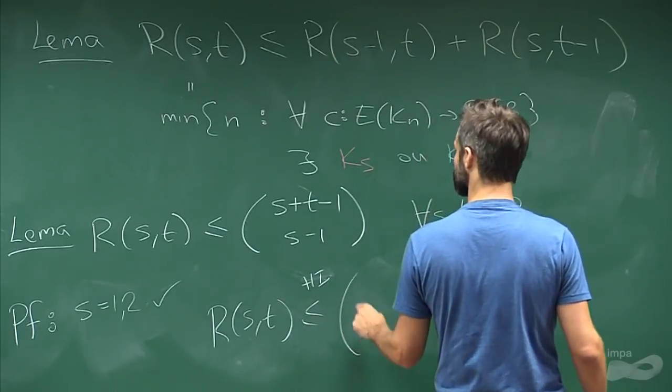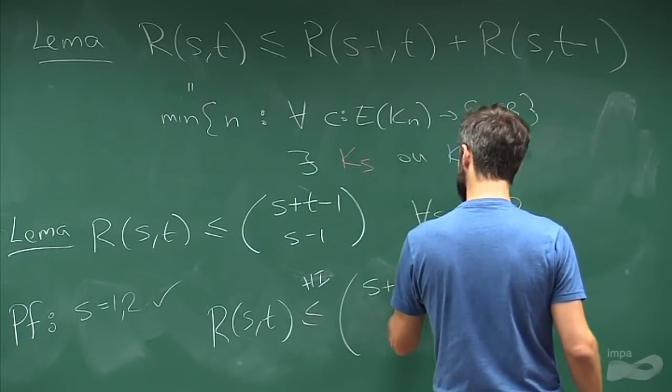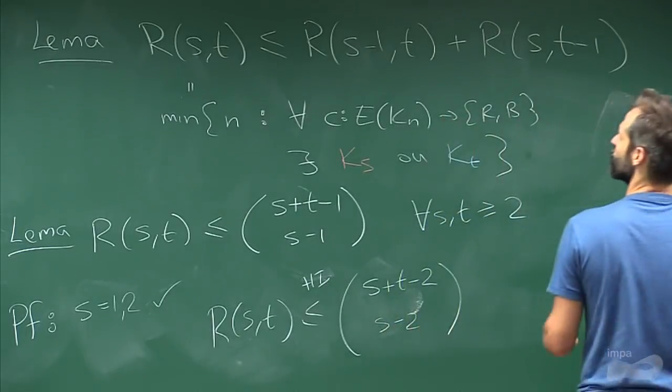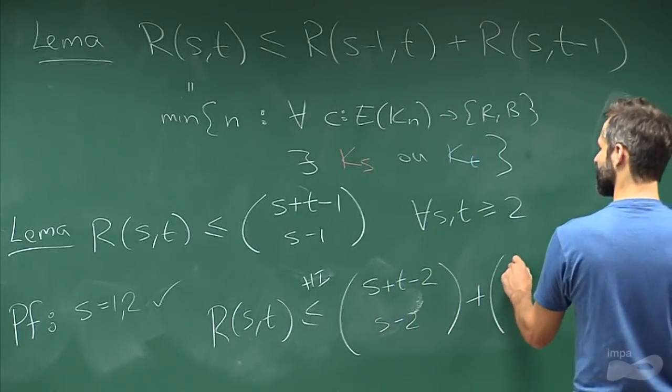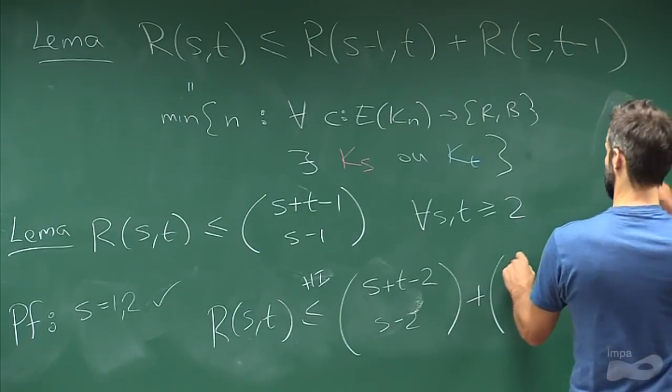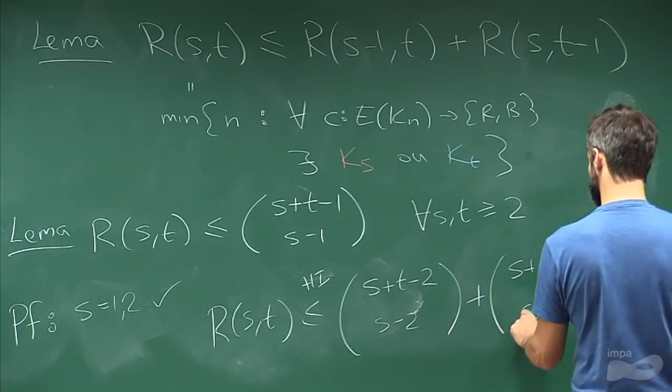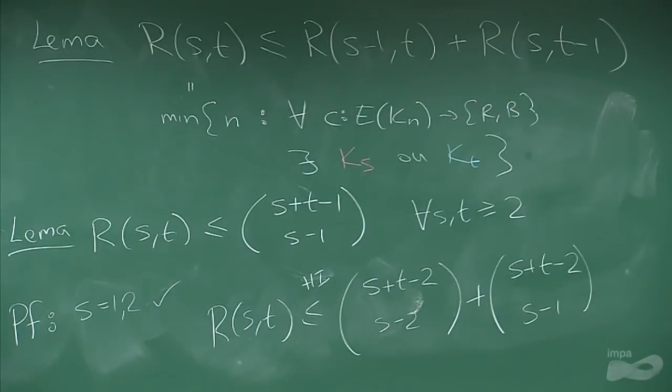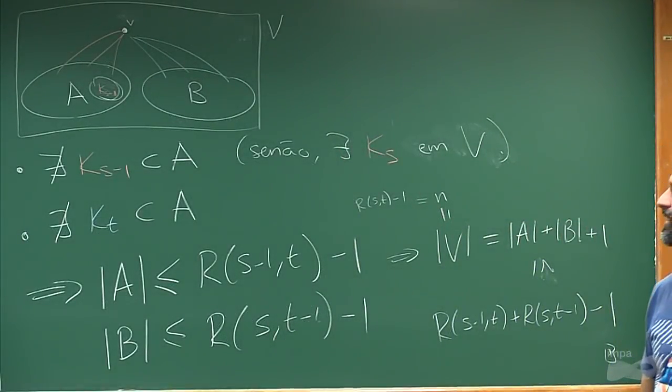is at most (s+t-3 choose s-2) plus (s+t-3 choose s-1). And who knows what this is equal to? (s+t-2 choose s-1). Right, it's Pascal's triangle. And now let's finish the proof.